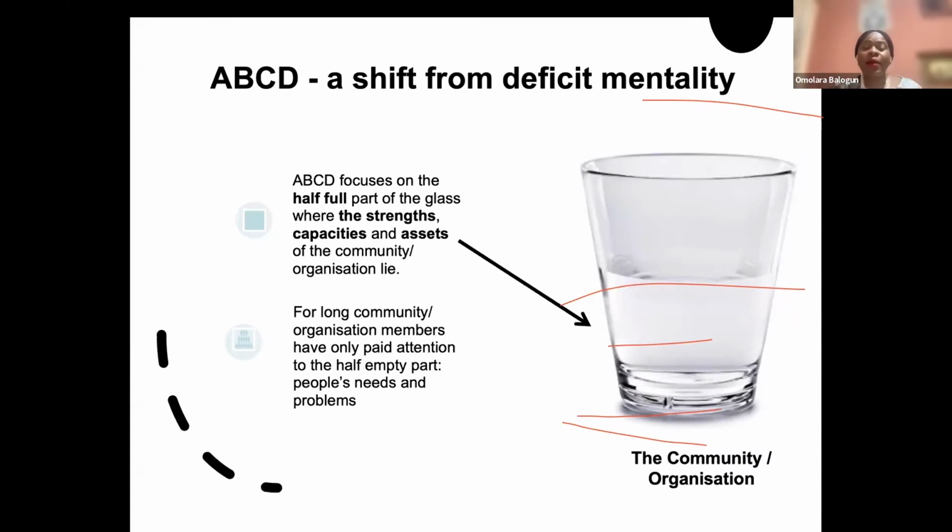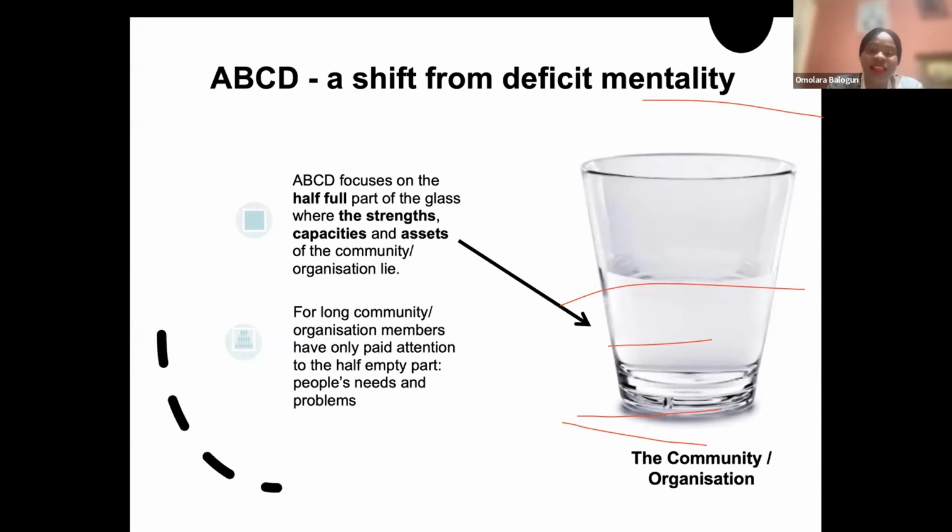ABCD is talking about you shifting your mind from what you do not have, from your needs, to your haves, from the positives, from what you own. So it's talking about, if you can see this half-filled cup that I have put here, what is in existence in the cup. No matter the level of water that is in the cup, that is the beginning of your ABCD, not what it will take to fill up the cup. So ABCD focuses on the full part of the glass, i.e. the strength, the capacity, the assets of the organization.